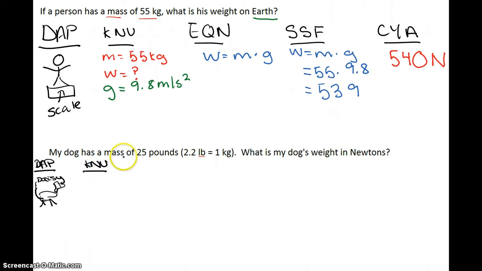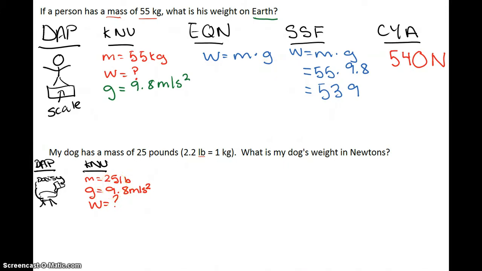Looking at this problem, I see I have a mass of 25 pounds. I'm going to use that abbreviation lb. My dog's on Earth, so I know my acceleration, g equals 9.8 meters per second squared. And I want to know my weight. Now the only problem is, before I start solving as I did up here with the equation, my mass isn't in kilograms, it's in pounds.